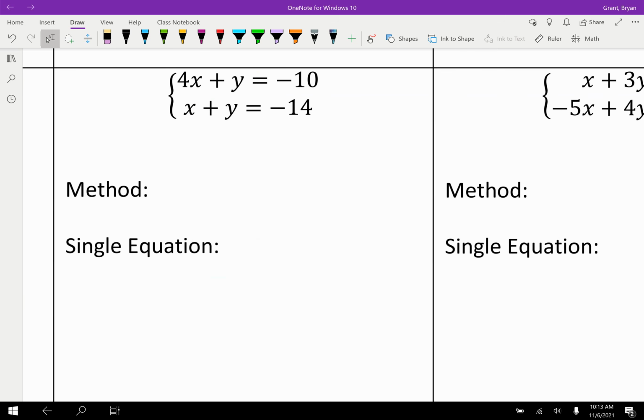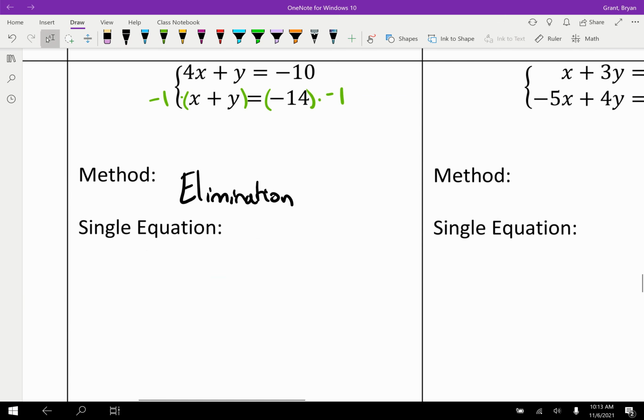X's, y's, equals all lined up. This looks like elimination. You could cancel out the 4x by making this a negative 4, but you could also cancel out the positive y by making this a negative y. So I think I'll tackle that one. I'm going to go through and multiply both sides by a negative 1 here. This is going to be elimination.